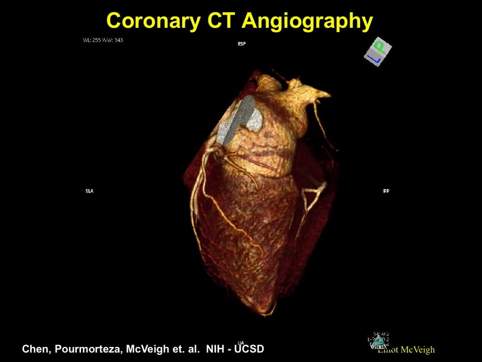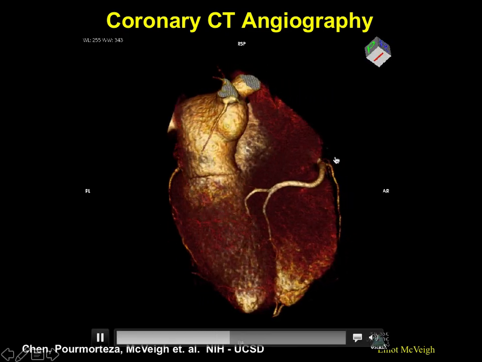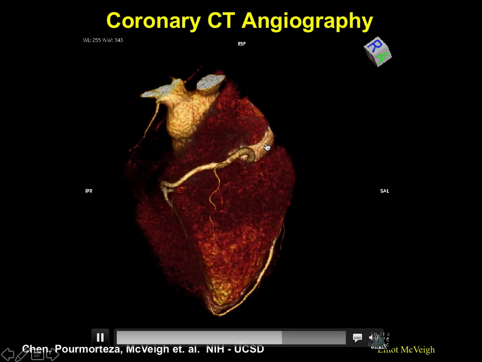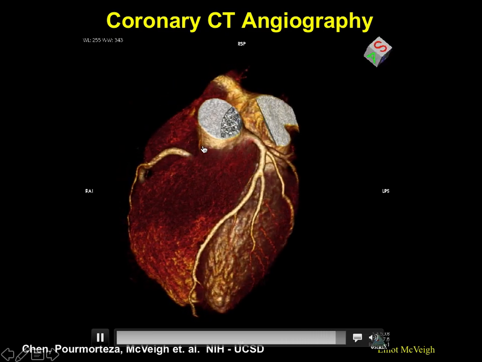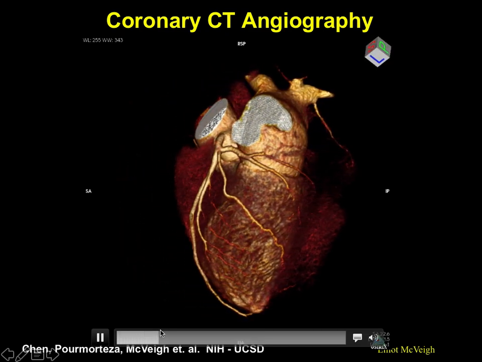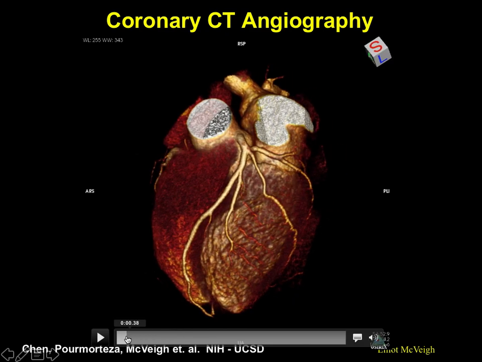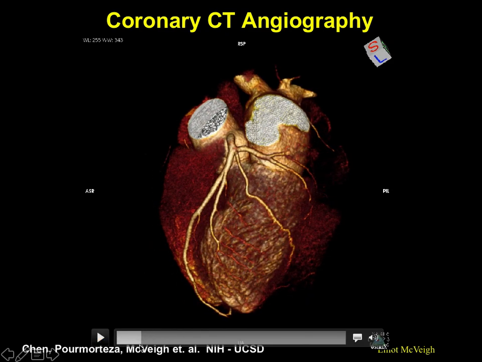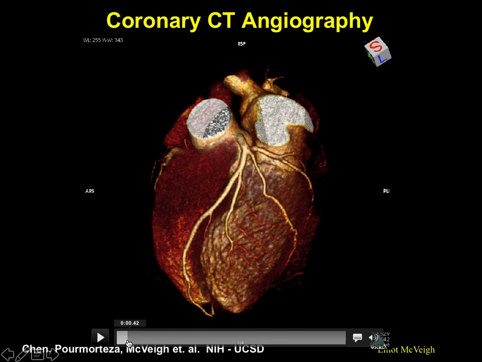And this is what that data set would look like in 3D. So here's basically the right coronary artery coming out of the aorta. This is the left system here. Let's go back. Just pause it here. Right, so this is the left main, and then it breaks off into the left anterior descending coronary artery down to the apex of the heart. And then this is the circumflex going around the back of the heart.